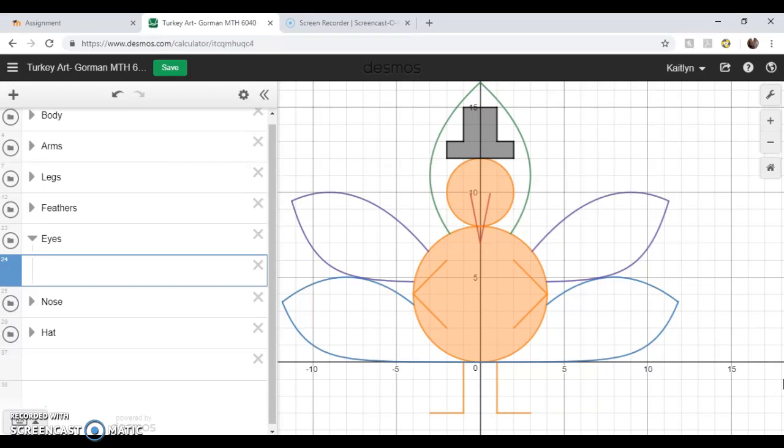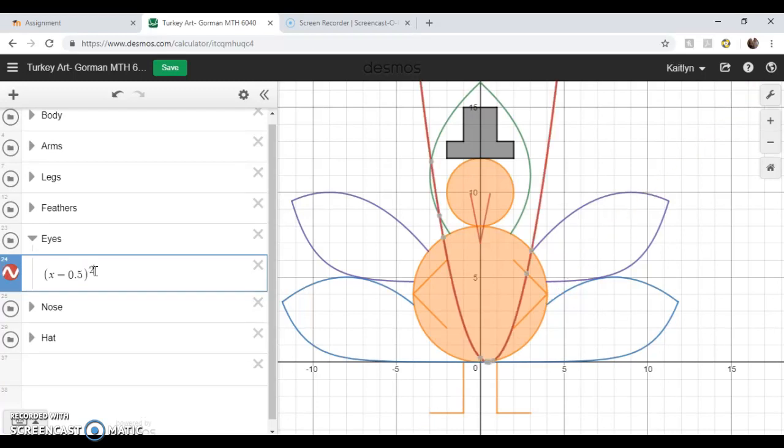So first I'm going to start with the outline of the eyes. I want the eyes to go somewhere up here. So if we look at where that point would be, the center of the circle, it's going to be at about 0.5 and 10.5. So I'm going to put the eyes on either side of this line, with the center being at 0.5, 10.5, and negative 0.5, 10.5. So over here I'm going to type in my equation of the circle. So the x value was 0.5. And then the y value was 10.5.